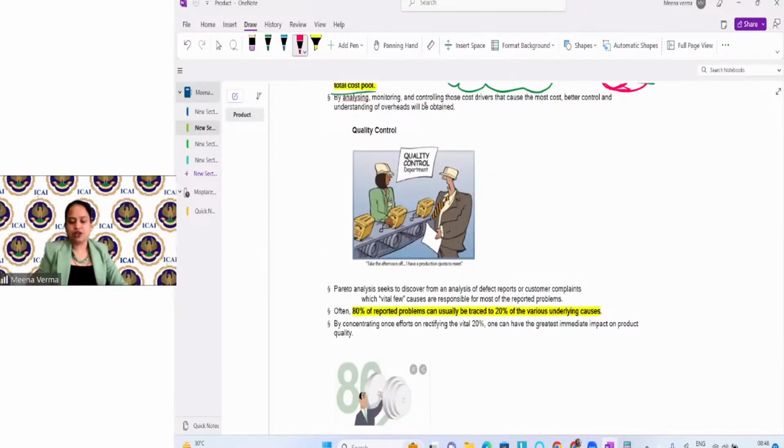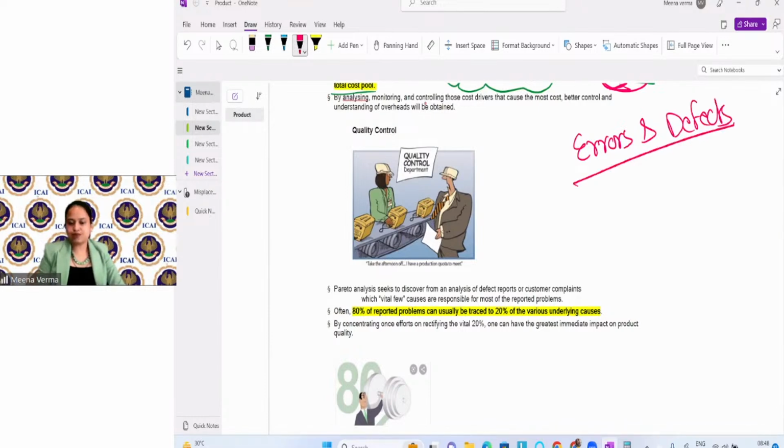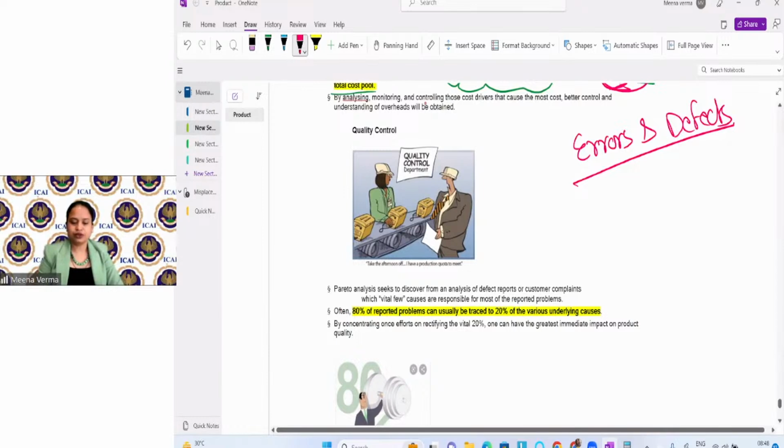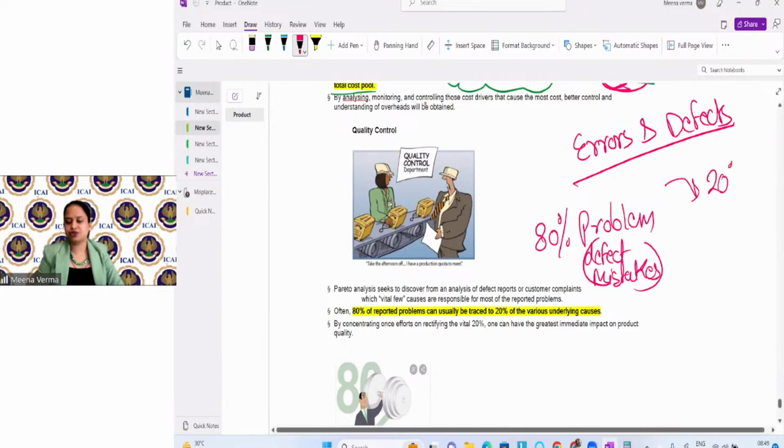And the last one is what? The errors and defects in the company. So what is mentioned here is that 80% of problems, defects or mistakes happen because of 20% of the causes or reasons.